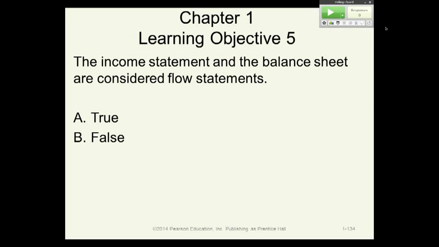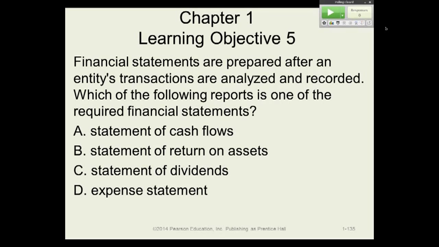Just to remind you, the question is asking you whether or not the income statement and balance sheet are both flow statements. And the answer to that is false. Which one of these is a flow statement? Anybody? Income. Income is the flow. Balance sheet is the static or position statement. So that answer is false because the balance sheet is a static or a position statement. Okay. And the next one, I think way too easy, but answer is A. The only financial statement there is cash flow. There's no statement of return on assets or dividends or anything like that.